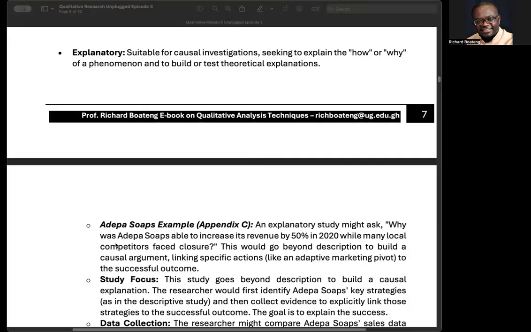See, it's explicitly seeking an explanation. Right, it's asking for the reason behind the success. Yes, it goes beyond just describing what they did to building a causal argument. It tries to link specific actions like their adaptive marketing pivot or their leadership style to the successful outcome. The result is often an explanatory model that pinpoints the key factors or mechanisms responsible for the success. For example, Adiposomes' growth can be explained by the causal link between its leader's adaptive style and the company's ability to pivot rapidly. This adaptive capacity was the primary mechanism. It's building a causal story.